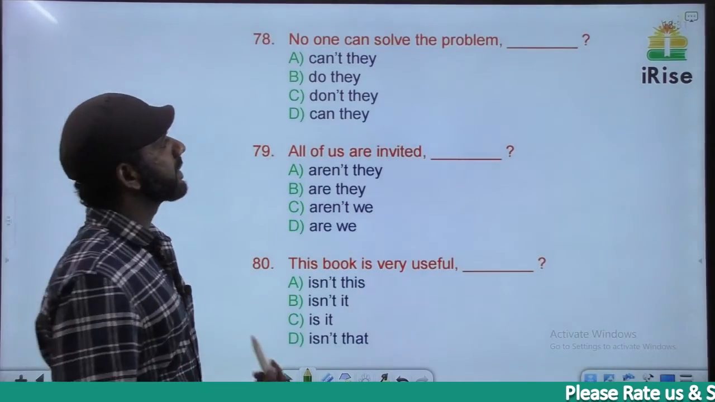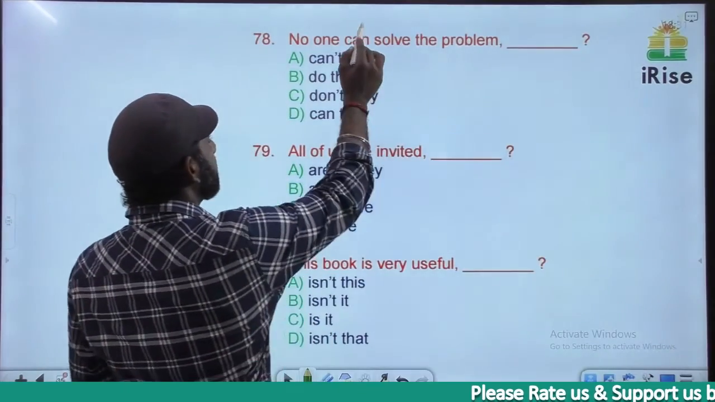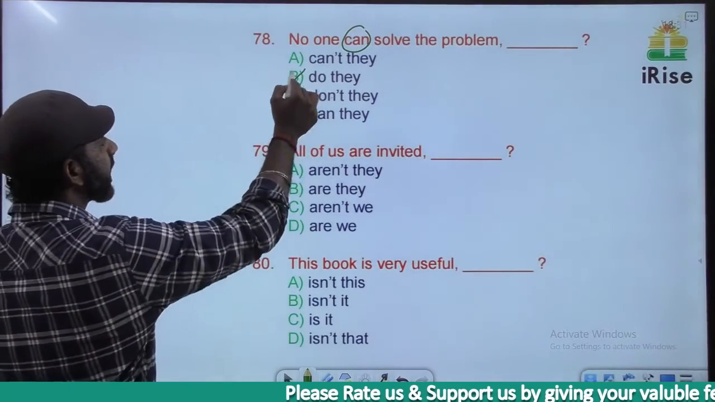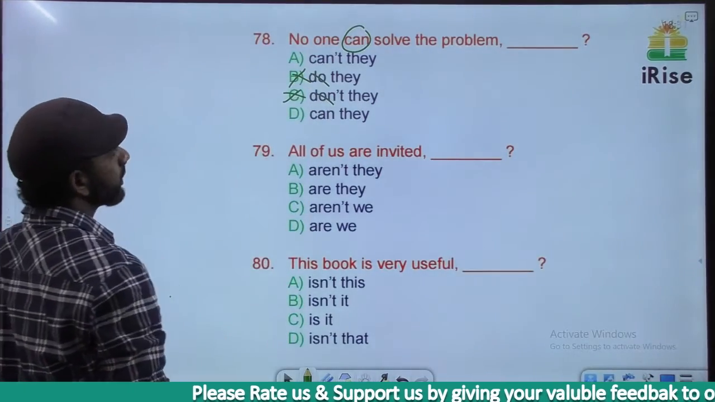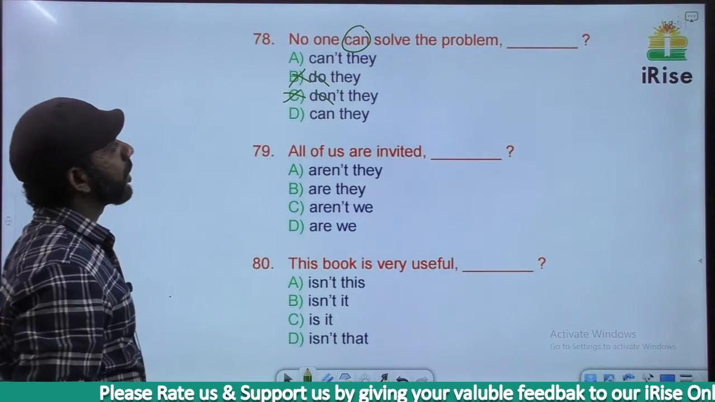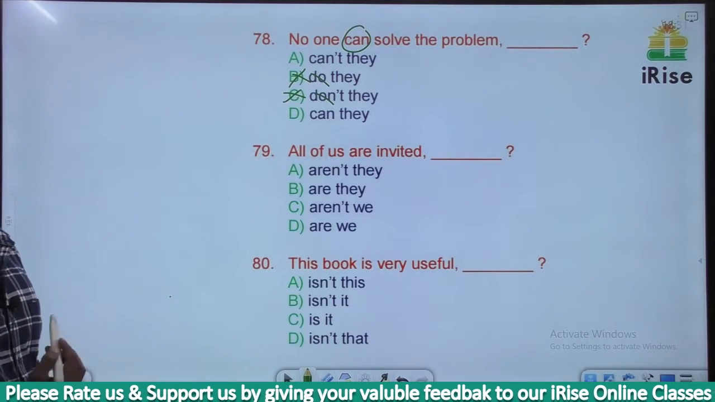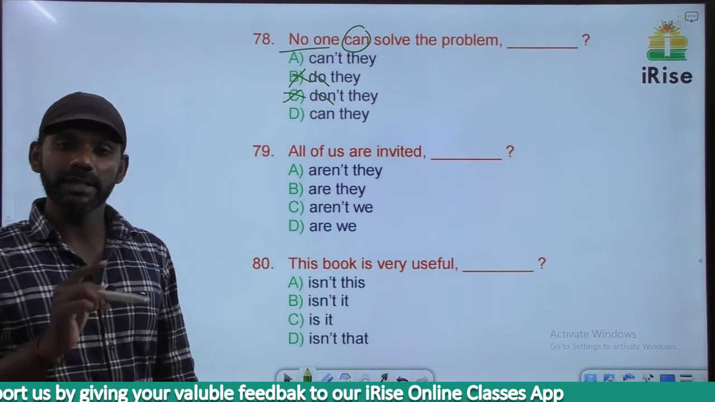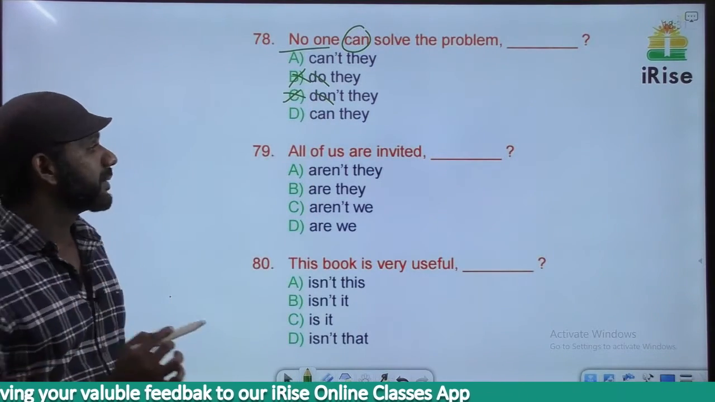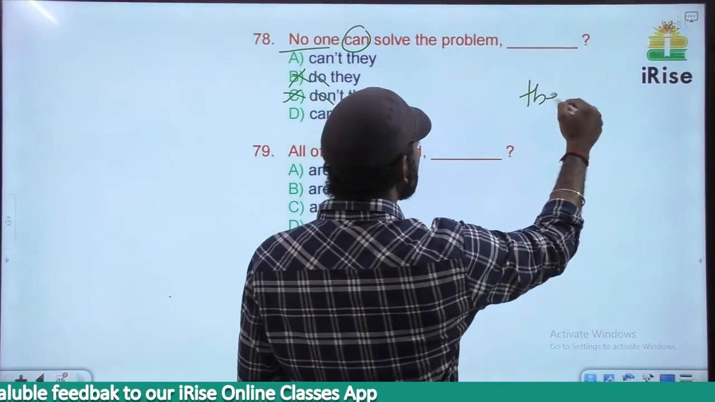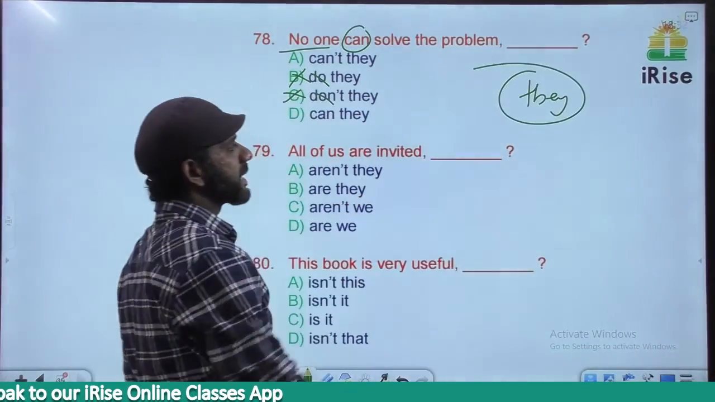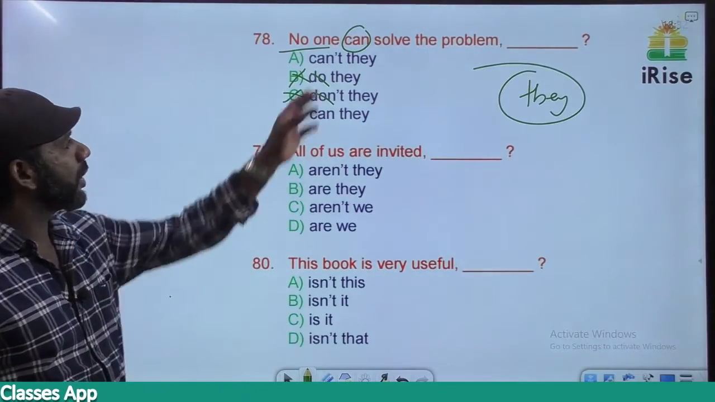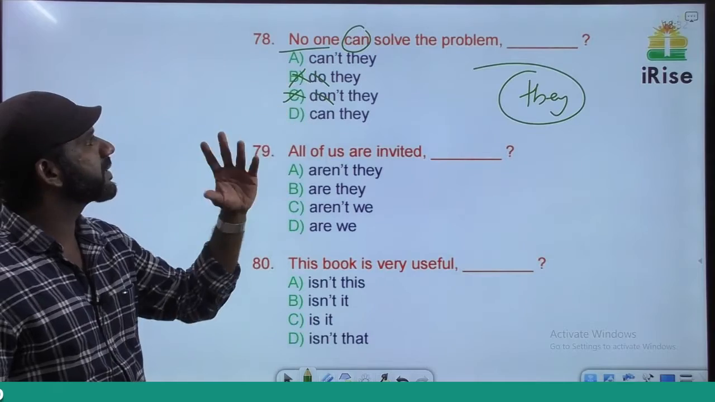No one can solve the problem. The auxiliary verb in the sentence is can, so we have to frame the tag with can itself. So C and D are gone. The subject here is no one, an indefinite pronoun. So in the tag we have to use the pronoun they. I told you, in question tags, if the subject is an indefinite pronoun, in the tag we have to use they. All the options say they. Anyway, B and C are gone.